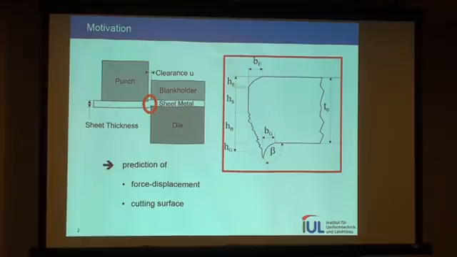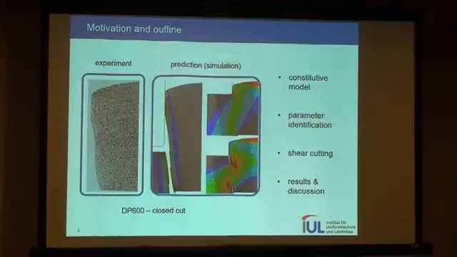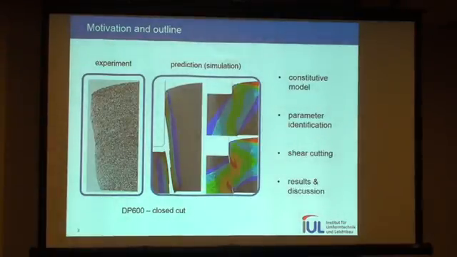So what we try with our simulation is a precise prediction of the force-displacement curve and a good prediction of the cutting surface quality. How will we do this? How will we manage to get a simulation predicting experiments? I will present the constitutive model that I've used, the way I've identified the parameters, the setups for the experiments of shear cutting and simulation of shear cutting, and at the end I will present the results, and I'm looking forward to the discussion with you.